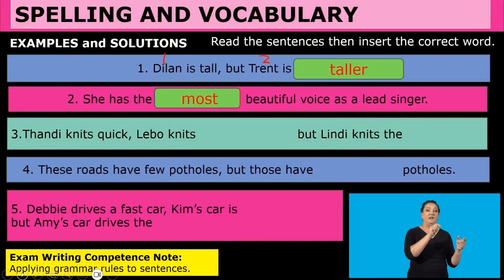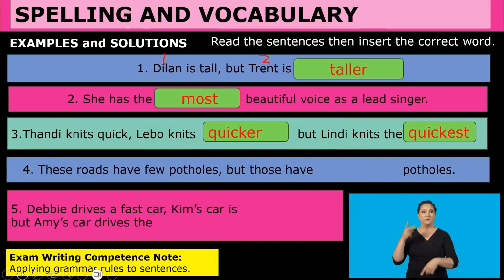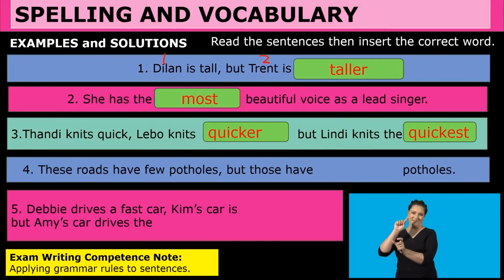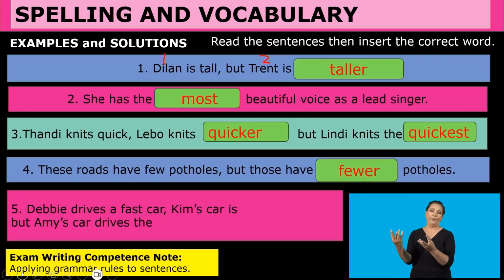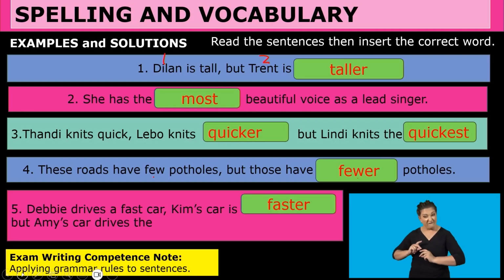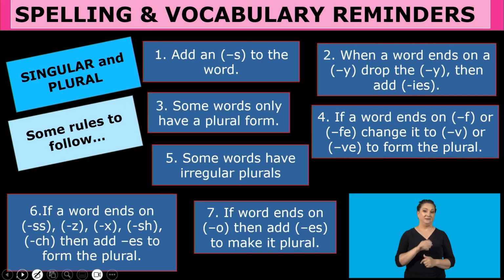Tandi knits quick, Lebo knits quicker, but Lindy knits the quickest. So now we see the ER and the EST. These roads have potholes, but those have fewer potholes, all right? So the few there is linked to the fewer on my comparative side. Debbie drives a fast car. Kim's car is faster, but Amy's car is the fastest, or Amy drives the fastest car, all right? So I want you to see how your comparative and superlative works.